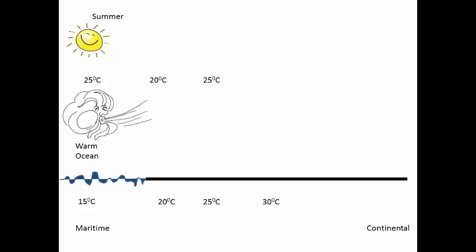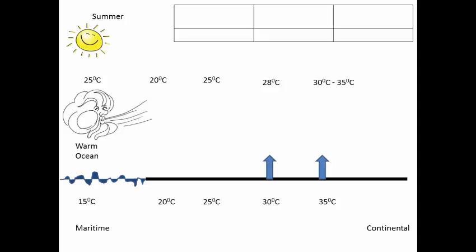The land then starts to radiate this heat back into the atmosphere. The result is the atmosphere begins to heat up, in this case to 28 degrees. As the atmosphere heats, this will have the same effect of heating the land further inland. The land further into the continent may heat up to 35 degrees. This heat then radiates back into the atmosphere, heating the atmosphere up even more, in this case between 30 and 35 degrees. This helps us to determine the difference between a maritime climate and a continental climate.